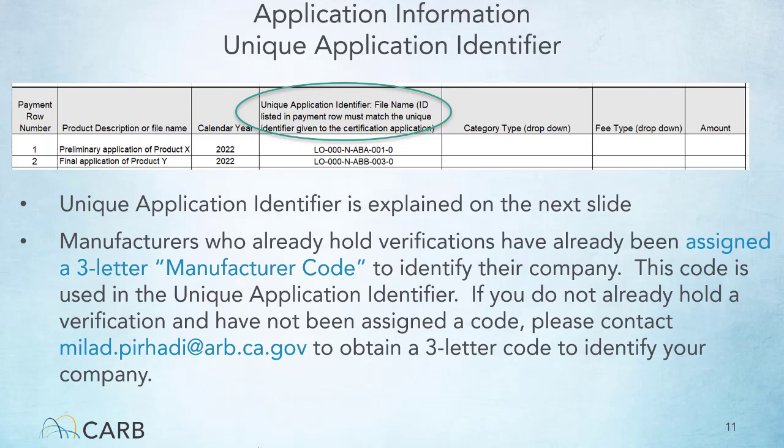The next section is the unique application identifier. You can see a couple of examples for the unique application identifier in the picture. I'm going to explain how to create the unique application identifier in detail in the next slide. Please note that manufacturers who already hold verifications have already been assigned a three-letter manufacturer code to identify their company. This code is used in the unique application identifier. If you do not already hold a verification and have not been assigned a code, please contact milad@arb.ca.gov as shown in this slide to obtain a three-letter code to identify your company.